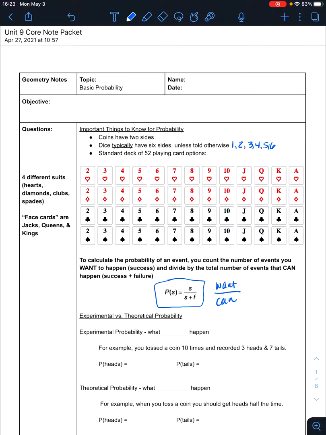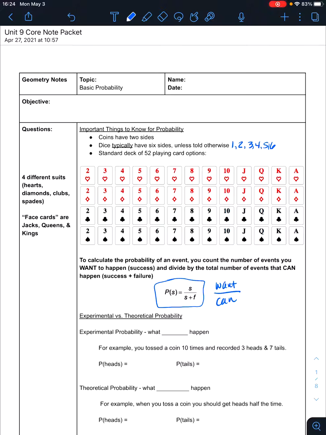And then your standard deck of playing cards has 52 different cards. There are 4 different suits: hearts, diamonds, spades, and clubs. Then you have 26 black and 26 red, and 12 face cards, 3 in each suit. To be a face card, it has to have a face. A jack, a queen, or a king has a face. An ace doesn't have a face.